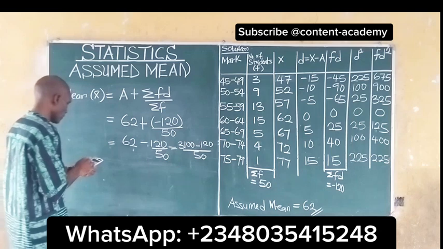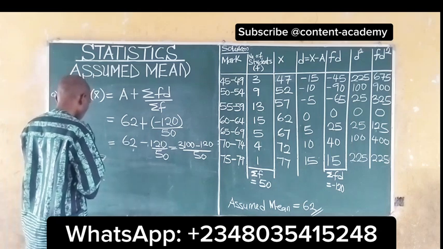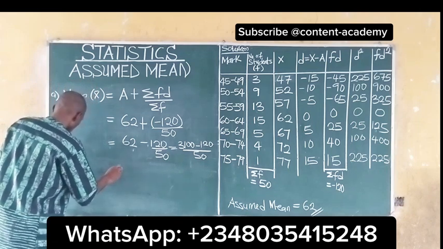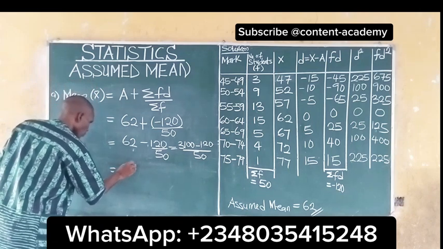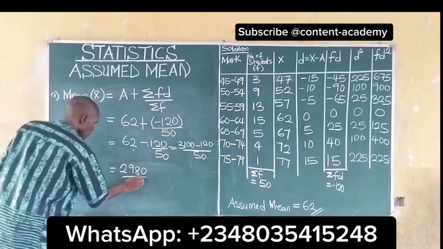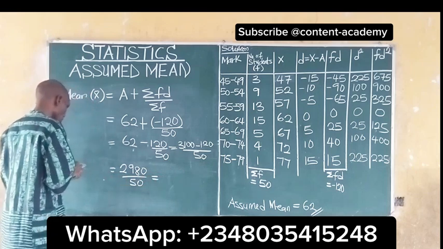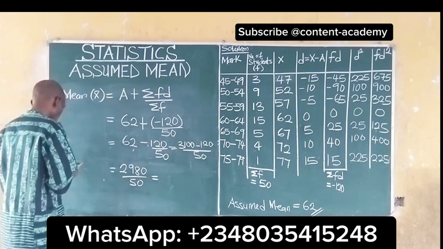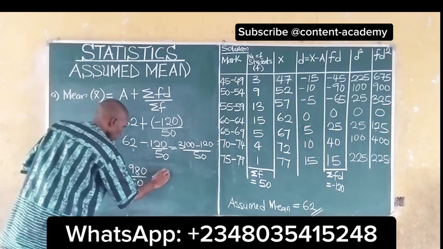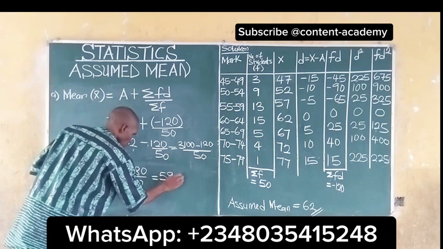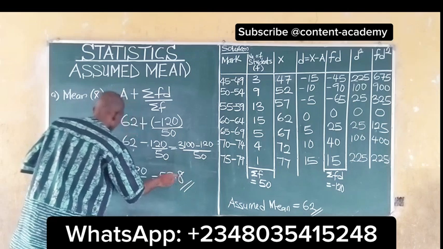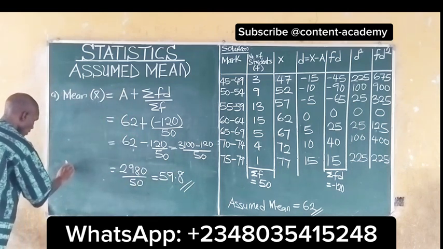Now we have 3100 minus 120, which gives 2980 divided by 50. We got 59.8. So 59.8 becomes our mean.